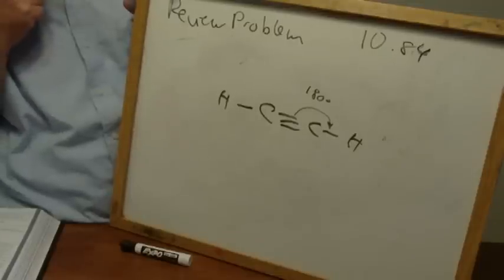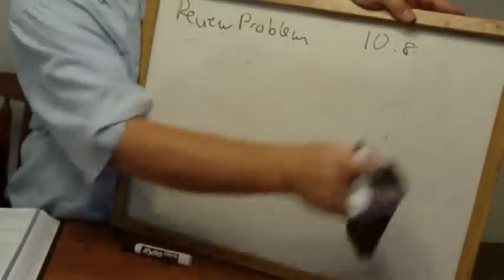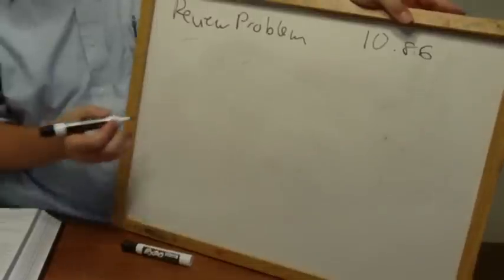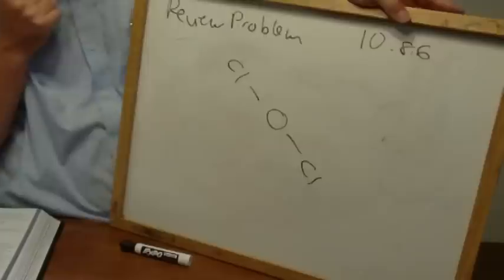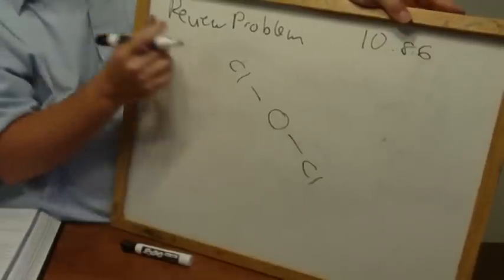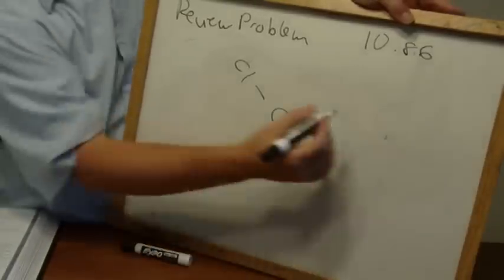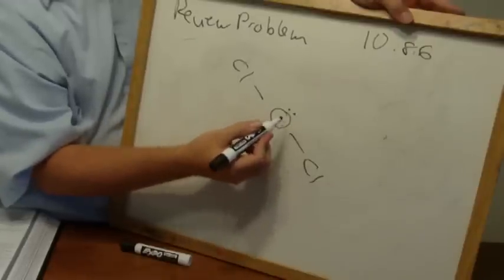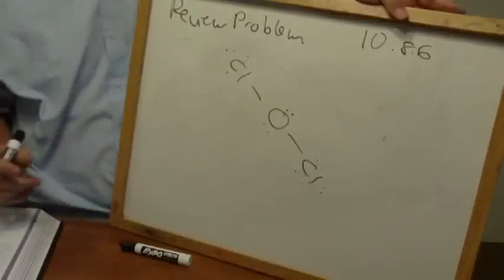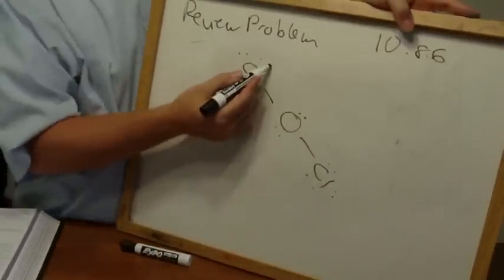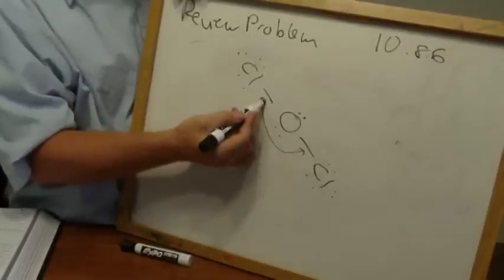1086. Predict the bond angle for each of the following molecules. ClO2. ClO2O, sorry, ClO2O. So we have 7 times 2, 14. We have 20 electrons. 1, 2, 3, 4, 5, 6, 7, 8, 9, 10, 11, 12, 13, 14, 15, 16, 17, 18, 19, 20. So there's 20 electrons. And this has 0, 0, and 0 formal charges. So we would expect the bond angles here to be 180 degrees.